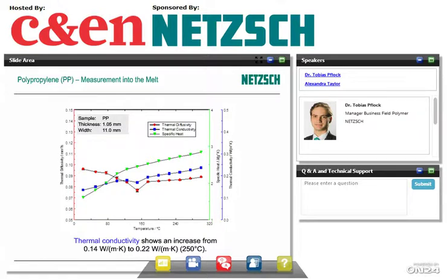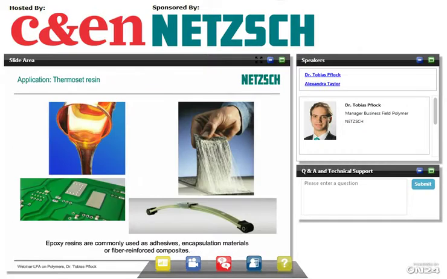as you inject the polymer, because the thermal conductivity changes from 0.14 watt per meter per Kelvin at room temperature to 0.22 watt per meter per Kelvin in the melting material. So if you don't take this into account, you're just wrong by about 20%, if you're not taking the exact transport property into account. And if you want to take this value for simulations, such as mold flow, for example, this does play an important role. Next example we look at is thermosetting resin.